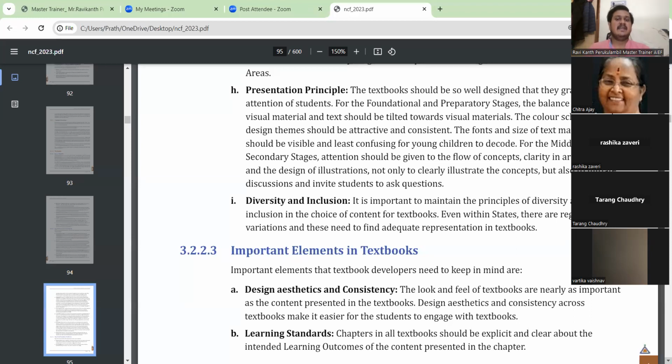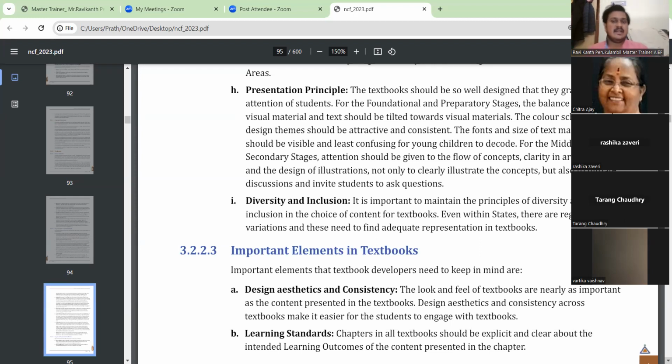For the middle and secondary stage, attention should be given to the flow of concepts, clarity in articulation, and the design of illustrations, not only to clearly illustrate the concept, but also to initiate discussion and invite students to ask questions. So it is changing from foundation to preparatory stage. When coming to middle and secondary stage, the complete system is changing. Here it is completely making the child comfortable. Right from middle stage, it is making the child think over what is given.